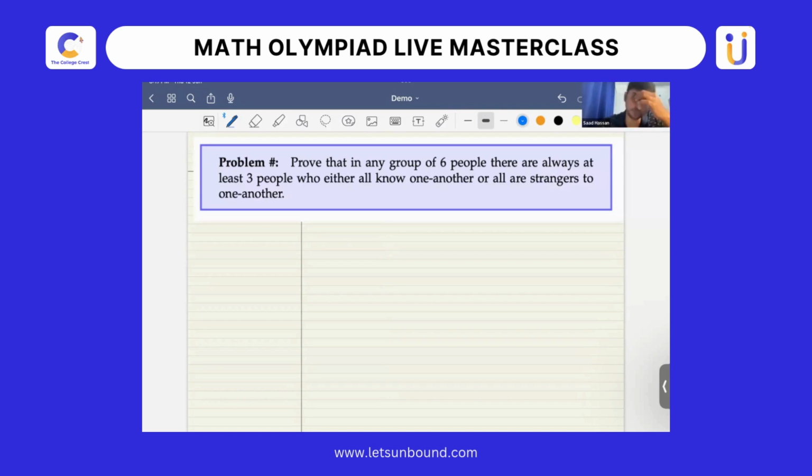Okay, right. So just take one more minute to attend to this problem, and then we will dive into it. And in fact, I'll ask you to identify: can you see that there are structural similarities between this problem and the previous problem? So it says that in a group of six people, there are always three people who either all know one another or all are strangers to one another.